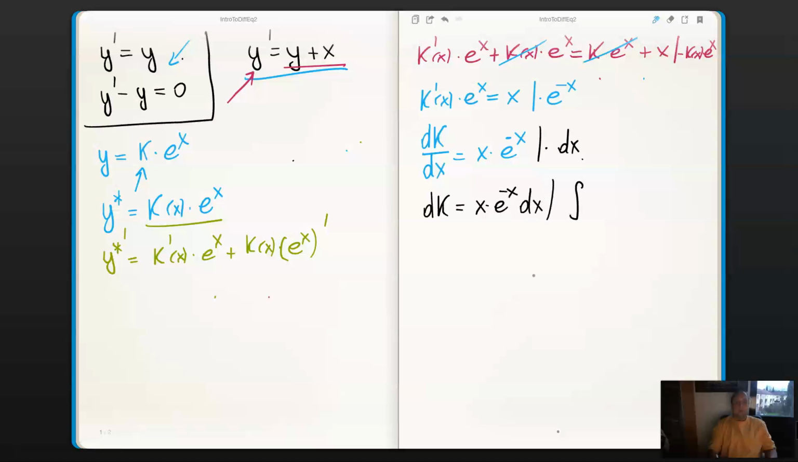And now we integrate again. The left-hand side is just giving us k, which is absolutely fine, it's clear. But the right-hand side is a product, and we need to apply integration by parts.